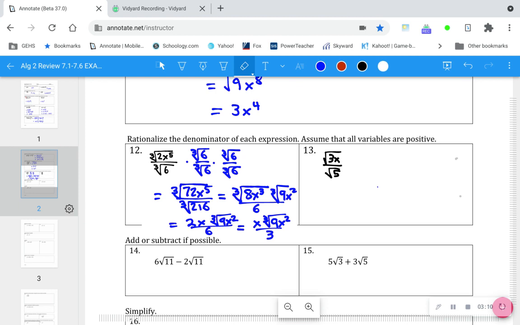Okay, similar approach on number 13. Except with the square root, you only multiply it once by the bottom. So whatever radical's on the bottom, repeat it. That'll give you square root of 15x on top and a perfect square on the bottom. Simplify the bottom, and you'll be done with that problem.